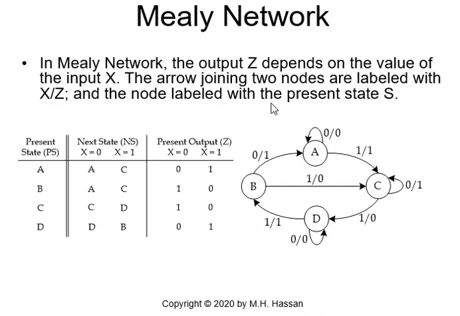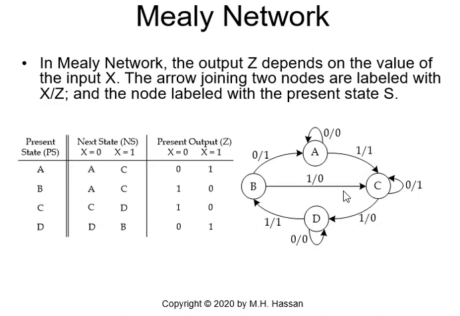The arrow joining two nodes is labeled with x slash z, and the node is labeled with the present state s. So we have 4 states here. Because the table tells me 4 states, it means I have 2 memory elements, 2 flip-flops. Now I have state A, state B, state C, state D. Why do we put A, B, D, C and not A, B, C, D? To avoid intersection of these arrows, okay?